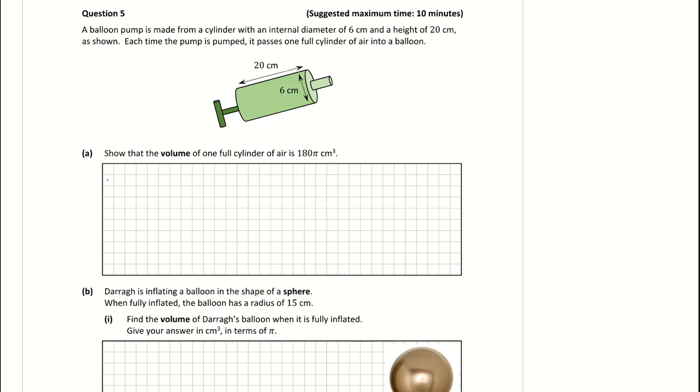So the volume of a cylinder, formula from our log tables, is given as pi r squared h. And we know with our cylinder, it has a radius of 3 centimeters because the diameter is 6 and the radius is half of that, which is 3. So just remember to half your diameter. And my height of my cylinder is 20 centimeters. And they want it in terms of pi, so I'm not changing the pi to 3.14.